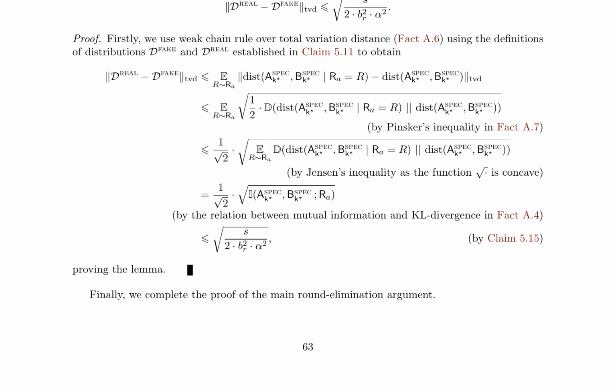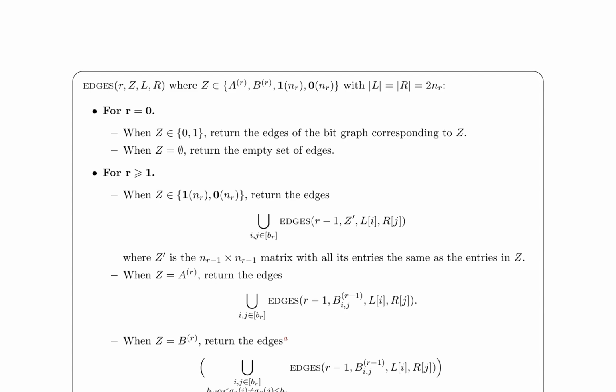The construction of the graph is as follows. For R equals 0, when Z element of {0,1}, return the edges of the big graph corresponding to Z. For R greater than or equal to 1, when Z element of {1, N_R}×{0, N_R}, return the edges for i, j element of B(R), edges_{R-1}(Z), L_i, R_j, where Z is the N_{R-1} times N_{R-1} matrix with all its entries the same as the entries in Z. When Z equals A_R, return the edges for i, j element of B(R), edges_{R-1}(A_{R-1}^{i,j}), L_i, R_j.